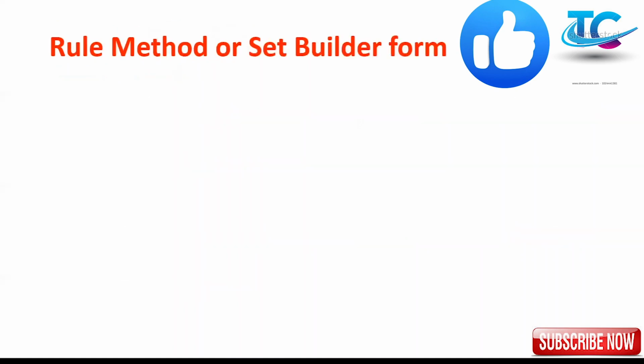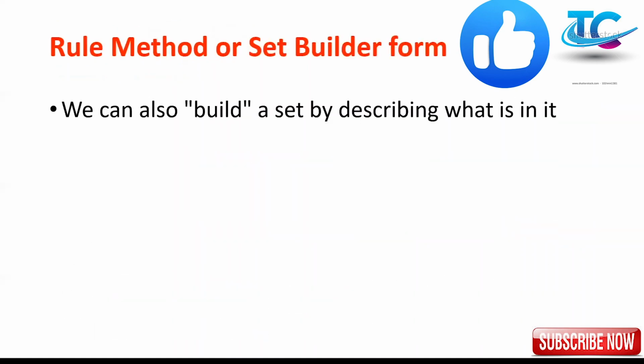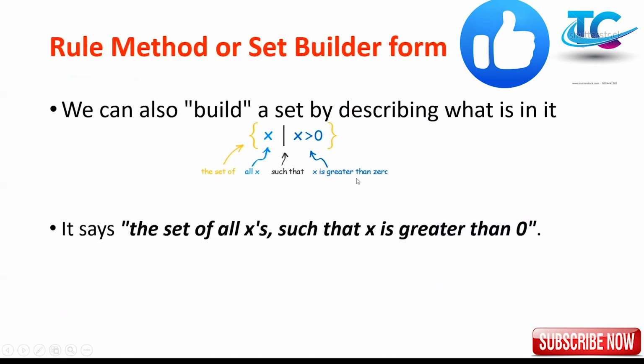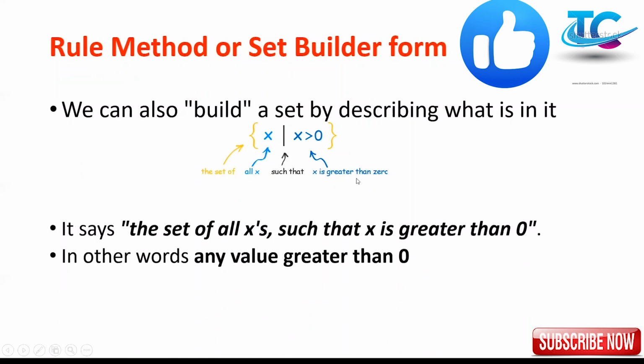The next is set builder form. We can also build a set by describing what is in it. This is the format for this. Under curly braces, we have to write the general element such that the condition it holds. So this can be read as the set of all x such that x is greater than 0. Or in other words, we can read it like this also: it is a set of elements containing all the values which are greater than 0.